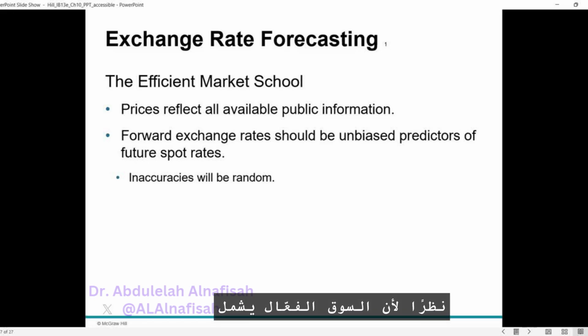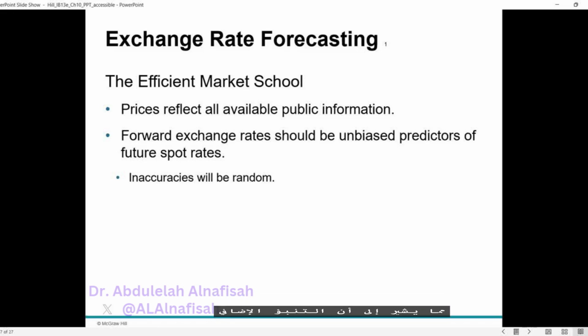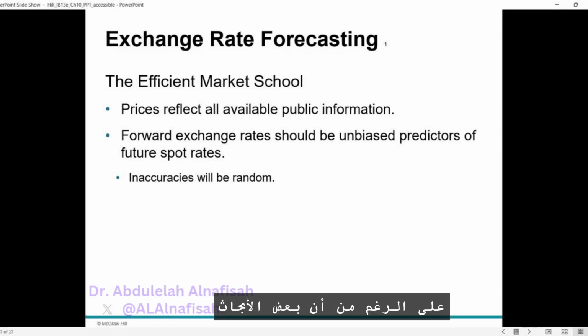Since an efficient market includes all relevant data, companies gain no advantage by investing in additional forecasting. According to this school, forward rates are unbiased predictors, meaning their errors are random rather than systematically high or low, though specific predictions may still be inaccurate. Most empirical studies support this hypothesis, indicating that additional forecasting may be unnecessary, though some recent research challenges this view.